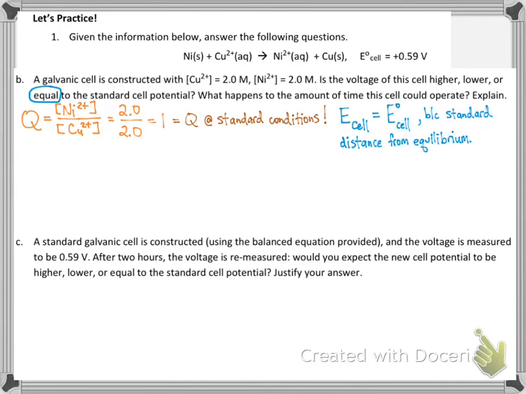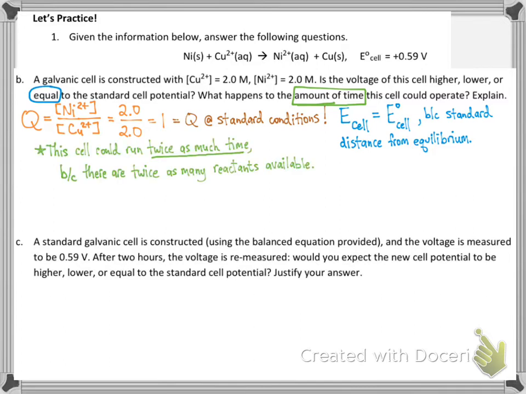What about that second question? What happens to the amount of time this cell could operate? You might think because the voltage is the same, the amount of time it could operate is still the same. But actually, you have twice as many reactants. Thus, this cell could run twice as much time as a standard cell, even though the voltage is the same. Okay, part C is yet another variation of the same style of question. So I think you should read this, try it, and when you're ready to check your answer, unpause the video.